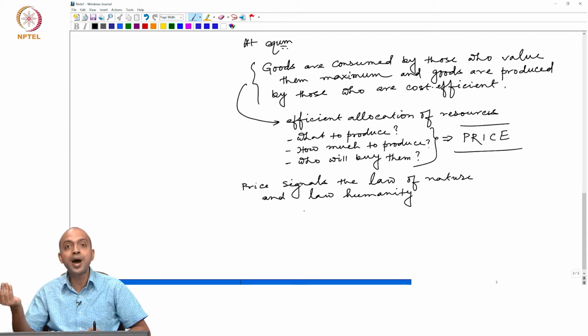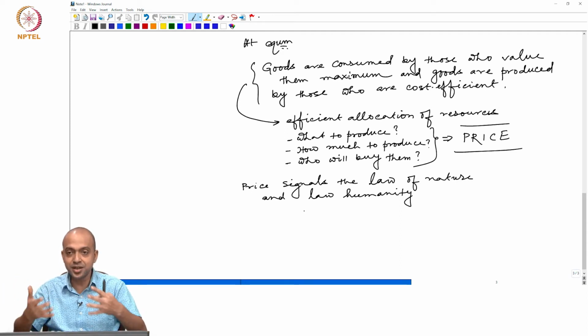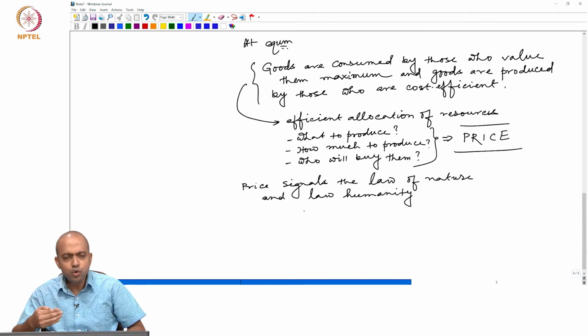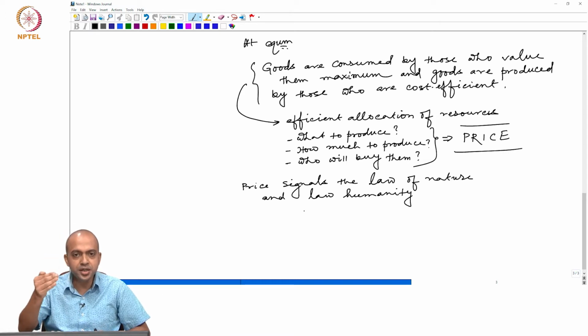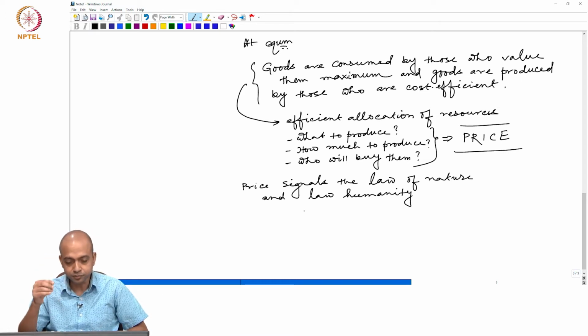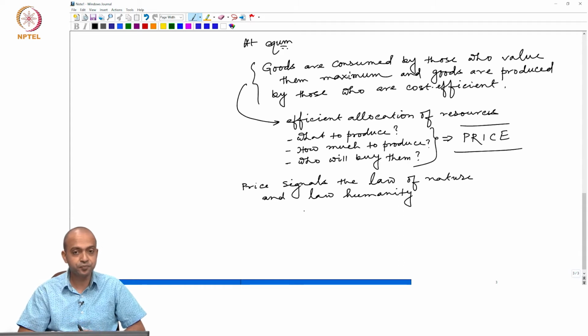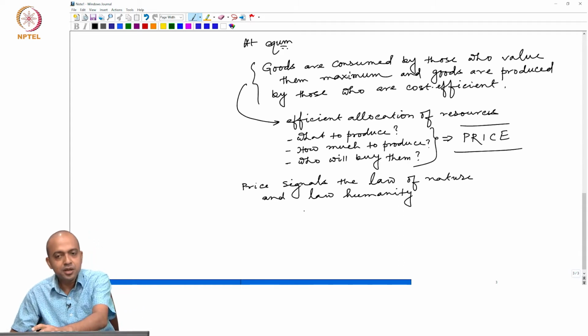Similarly, the law of humanity: what the society wants, what is the demand. Okay? If we do not know about the demand for the shirt, it is meaningless to produce shirt, because we could have produced something else to satisfy the society's demand. So, that means the law of society, humanity and the law of nature, both are actually decided by this price. Price actually signals about the law of humanity and the law of nature. That is very simple. That is how the market is functioning, okay, to achieve this objective.